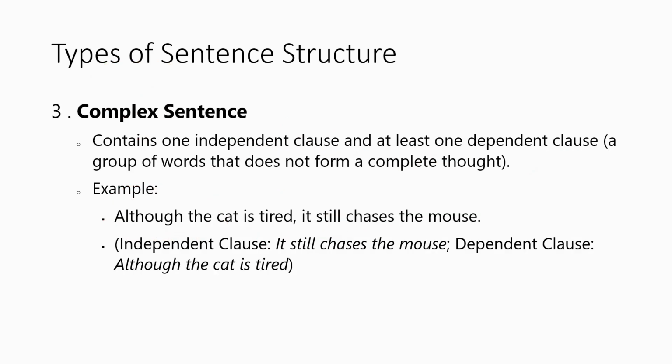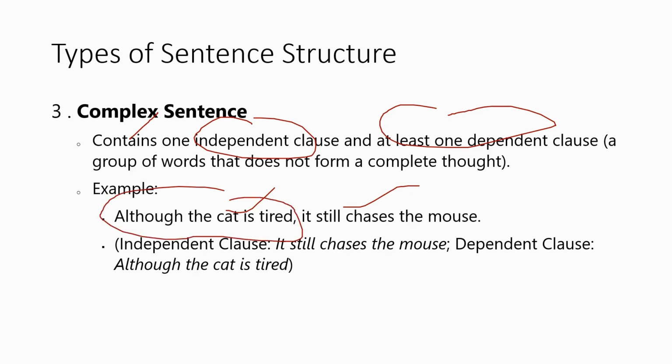If we talk about a complex sentence, it contains one independent clause and at least one dependent clause. For example, "Although the cat is tired, it still chases a mouse." Although, so a condition: what is the condition of the cat? It is tired, but it still chases a mouse.